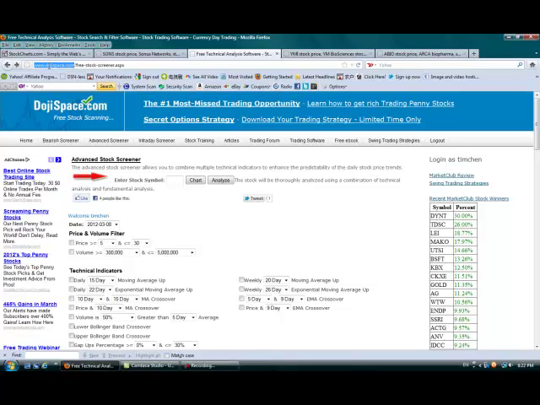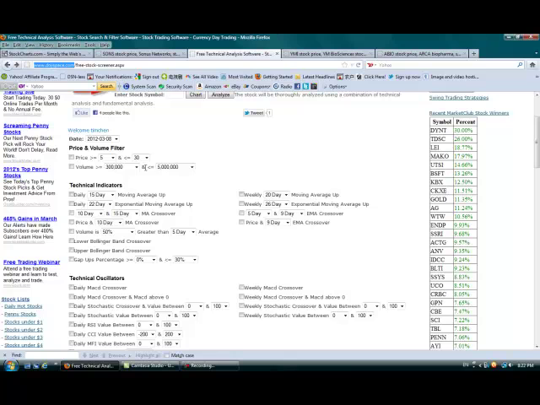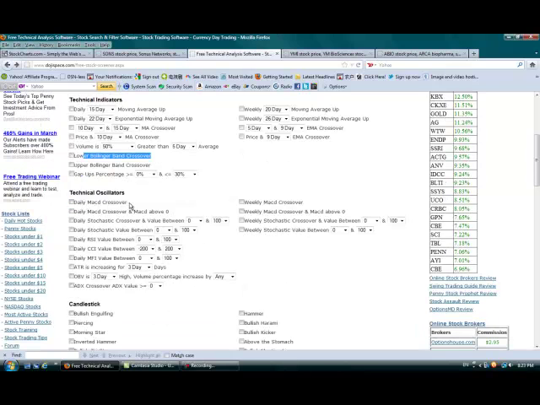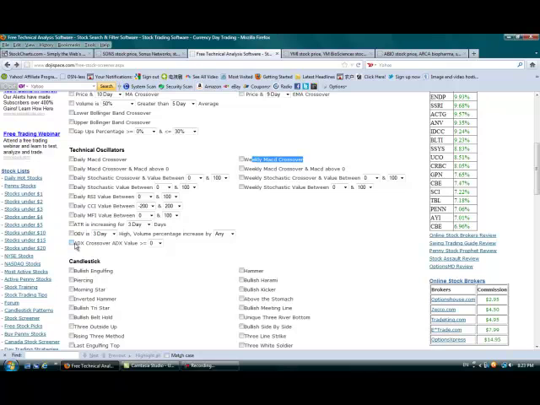It's www.dogespace.com. I'm using the advanced stock screener here. Some of the technical indicators are the moving average, exponential moving average crossover, and the Bollinger Band crossover. You can also use the MACD crossover. There's a weekly MACD crossover, and the ADX crossover, which measures the trend of a stock.